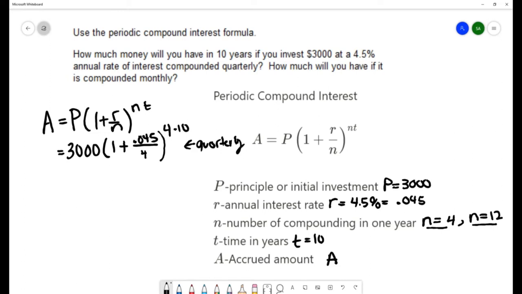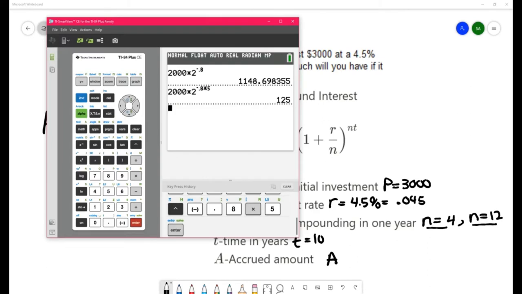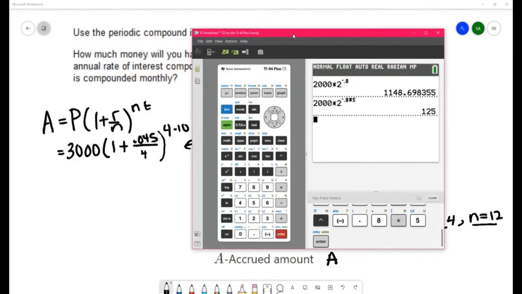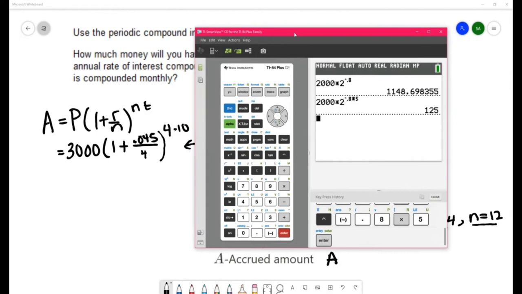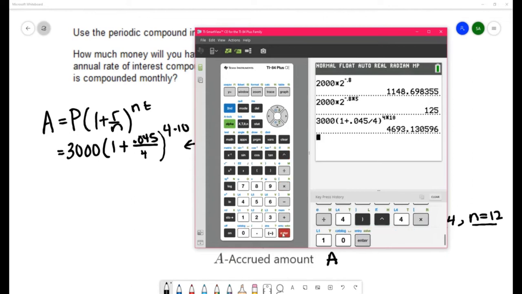And let me get my calculator out. Now, this calculator is going to allow me to type the entire expression at once. 3,000 times 1 plus 0.045 over 4 raised to the 4 times 10. And we've got, after 10 years, your account will grow to $4,693.13.